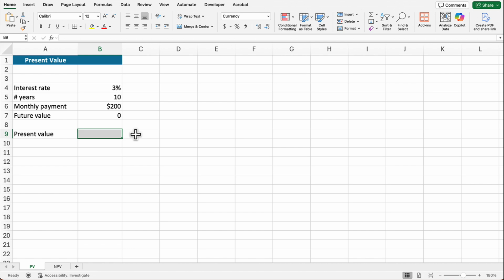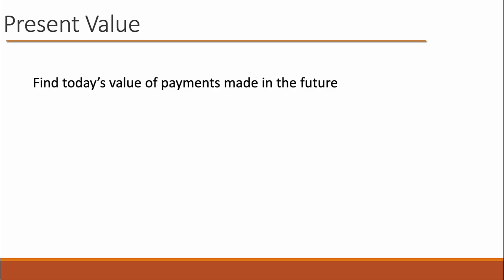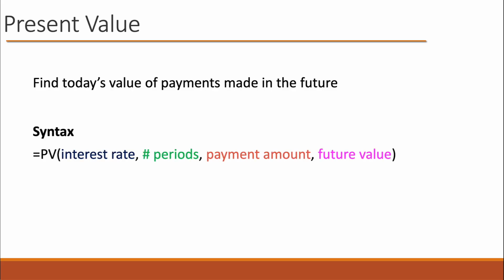In this example, we're receiving or paying $200 a month for 10 years. At 3% yearly interest, what is today's value of all those 120 payments? For that, we'll use the PV function, and that has four required arguments. We say equals PV. The first argument is what is the interest rate? We saw what that is. How many periods? What the payment amount is, right?